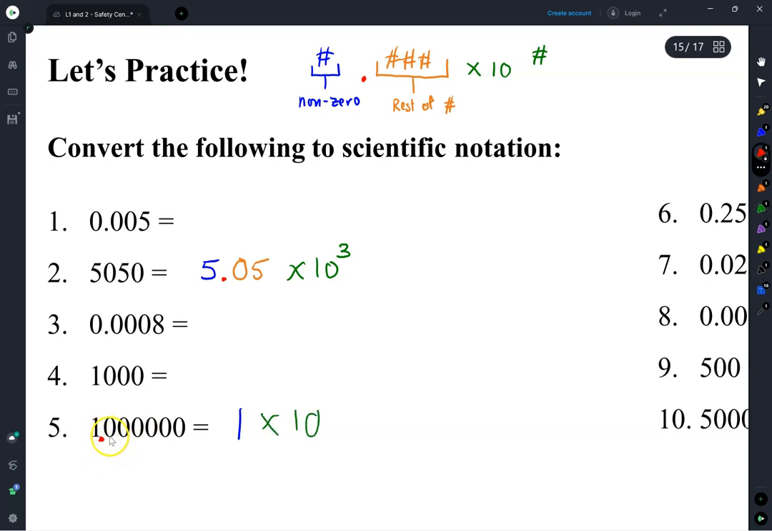And I'm just going to write down times 10 to the power of, well, the new location of the decimal is between the 1 and the 0, while the original location was at the very end, so let's count how many jumps. 1 jump, 2 jumps, 3 jumps, 4 jumps, 5 jumps, 6 jumps. So I'm going to write down 1 times 10 to the power 6.